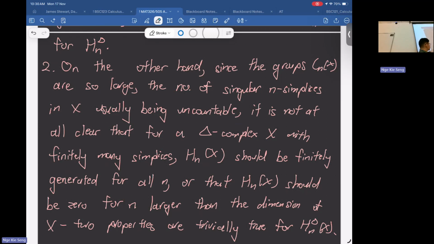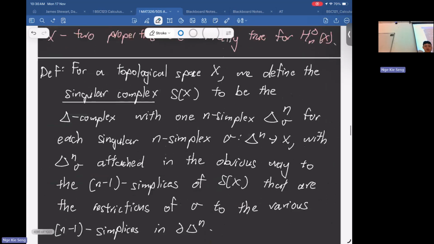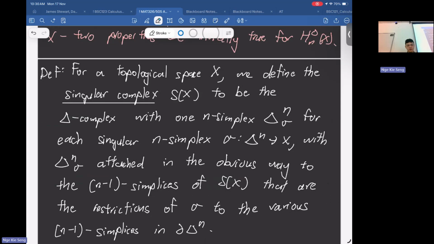But on this remark, the simplicial homology is easier because we only need finitely many n simplices to work. So from that side, it's clear that our homology is finitely generated. But for the singular one, it's not very clear. And so there are advantages and disadvantages between these two.